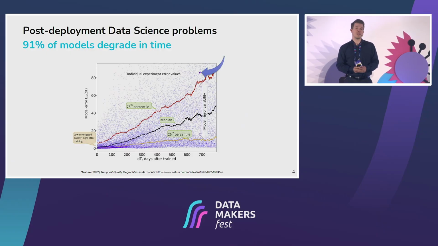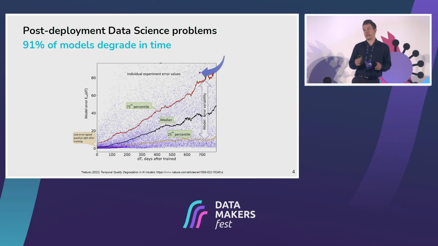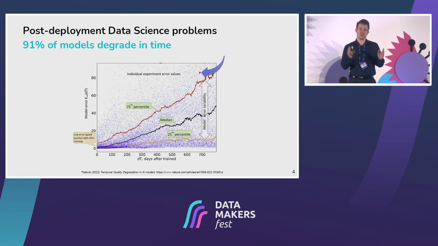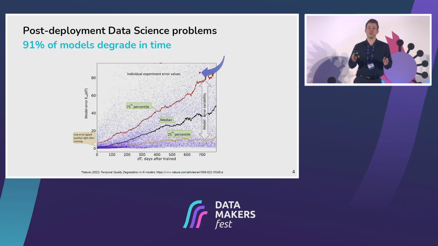OK, let's get started. So first of all, what's the problem? The main problem is that almost all models degrade in time. There is a very cool paper from Nature from 2022 when they basically looked at a number of models across different domains, across different industries, across different model types for all supervised machine learning models. And they look at how strongly those models degrade after you deploy them to production.